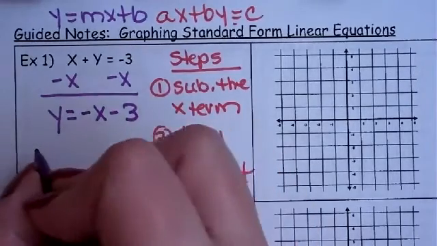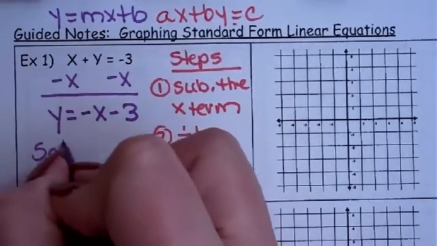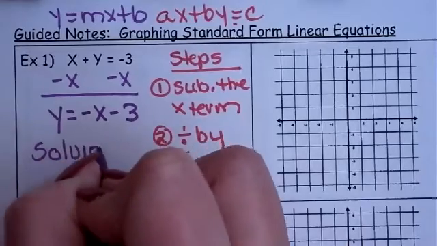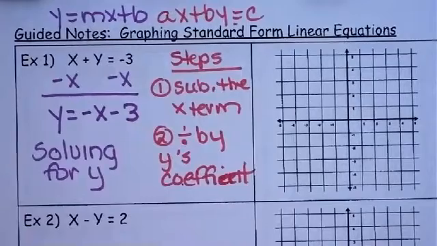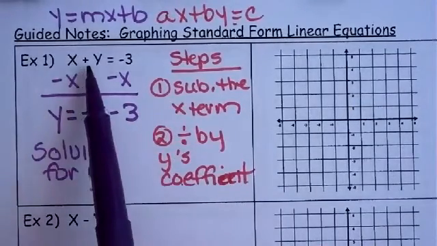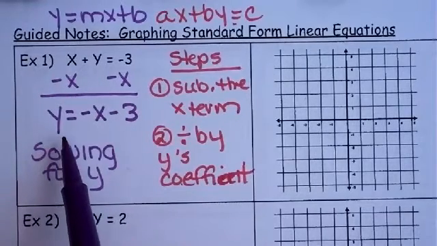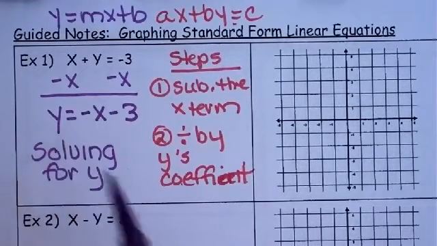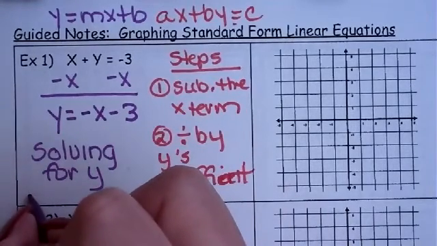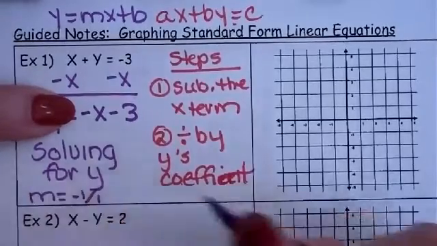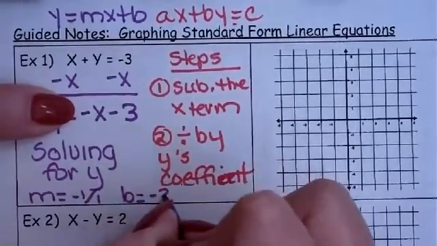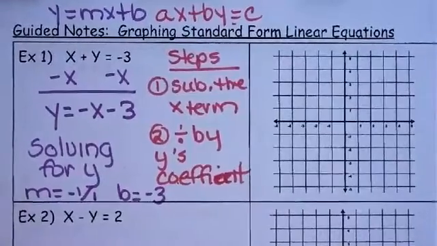Now, this process is actually what they might just call solving for y. That's what that's called. If they say solve it for y or we're solving for y, that's what they mean to do. We're going to take this standard equation and we're going to turn it into slope-intercept form. Okay? Now, the graphing here is the same thing as before. I know my m right here is negative 1 over 1. I know my b is negative 3. So I can graph that.